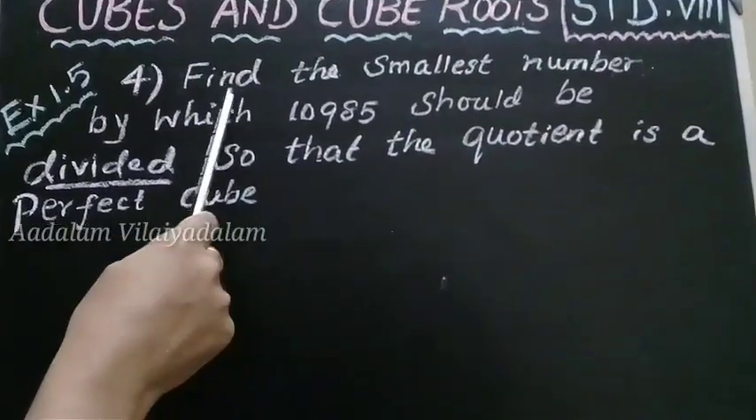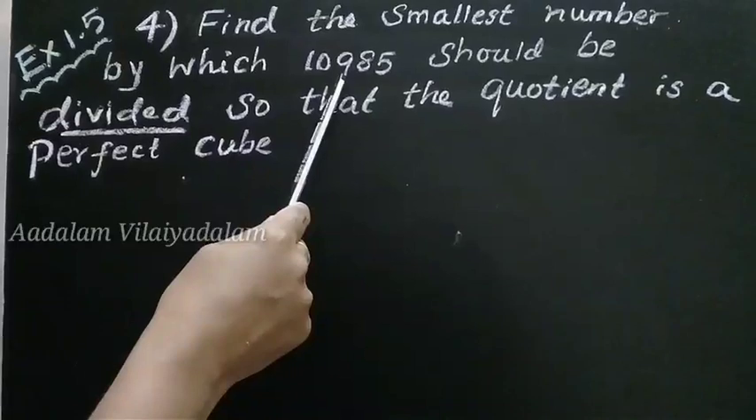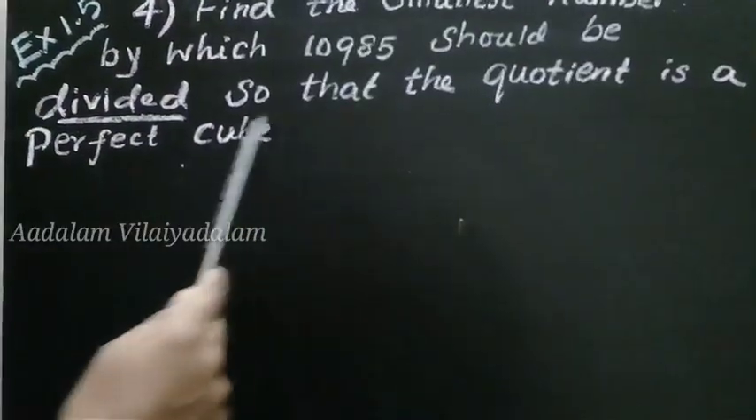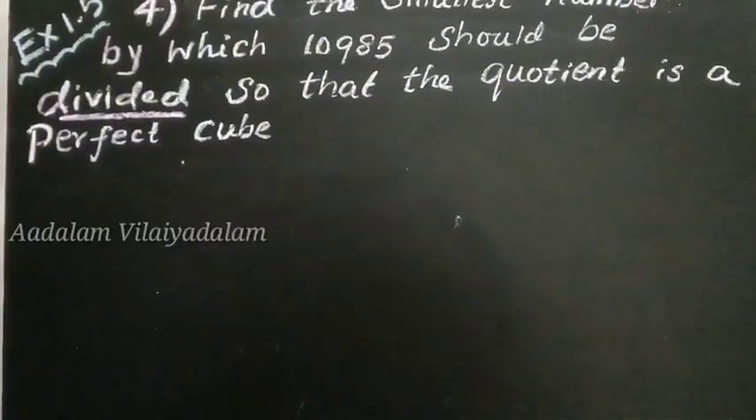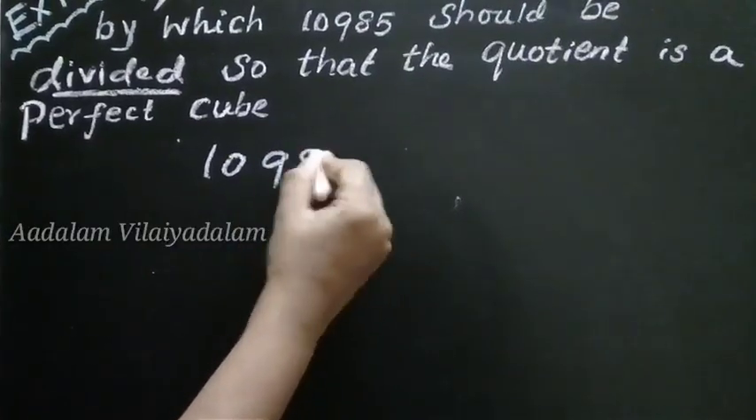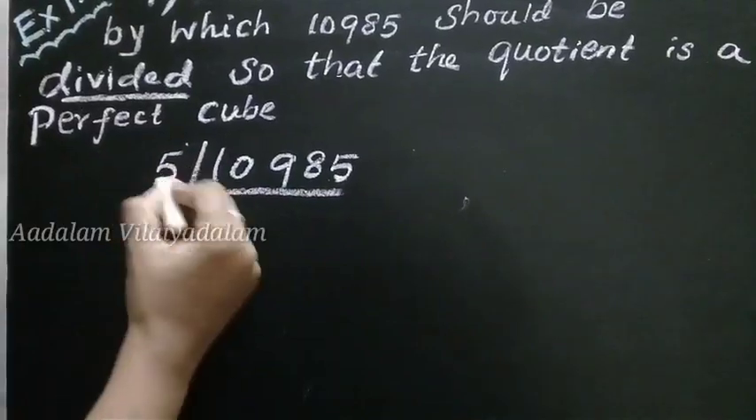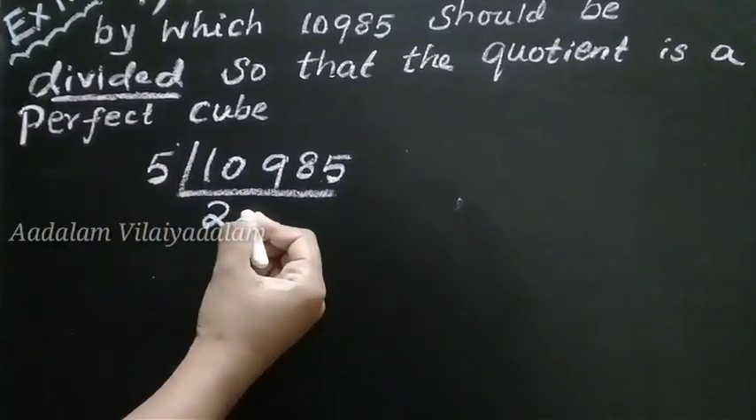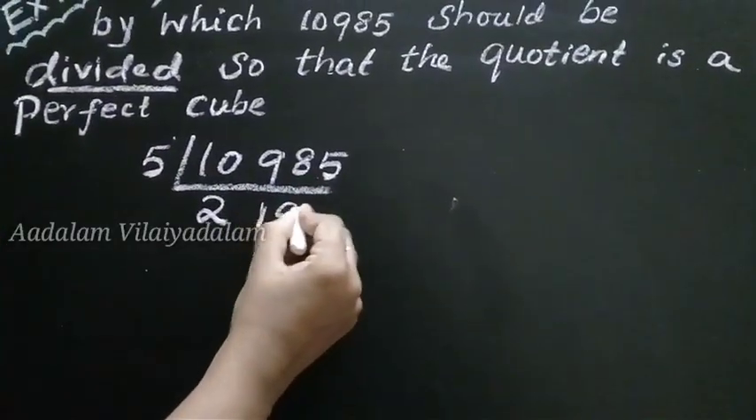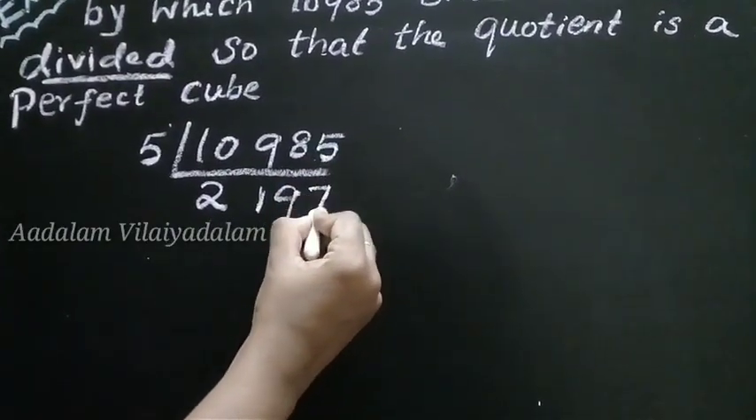Fourth question, find the smallest number by which 10,985 should be divided so that the quotient is a perfect cube. So first we have to do the prime factorization. 10,985, the last digit is 5, so divisible by 5. So 5 table, 2 5s are 10, 1 5 is 5, balance 4, 48, 9 5s are 45, again balance 3, here 35, 7 5s are 35.